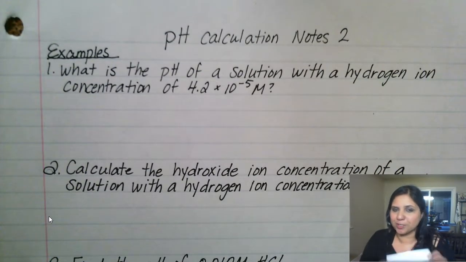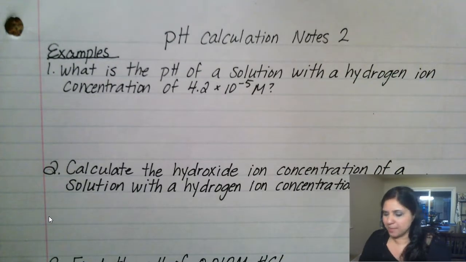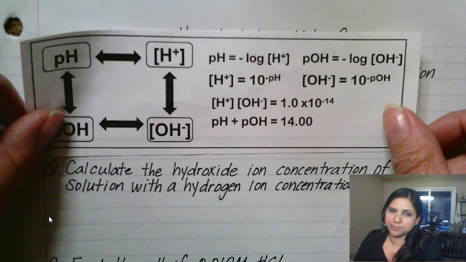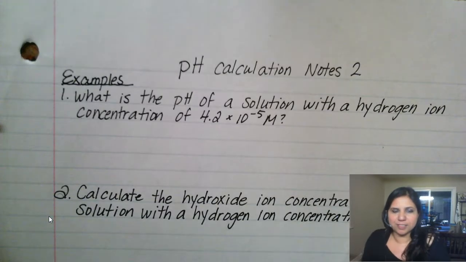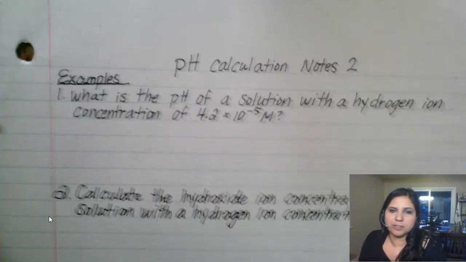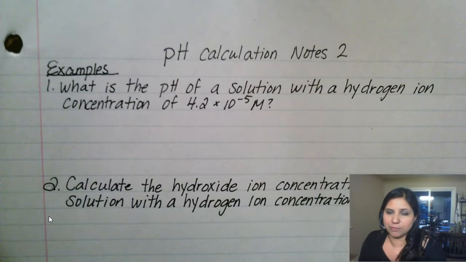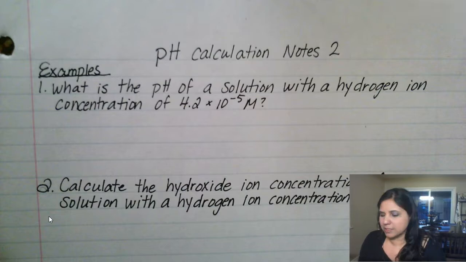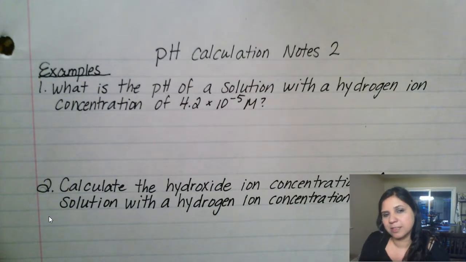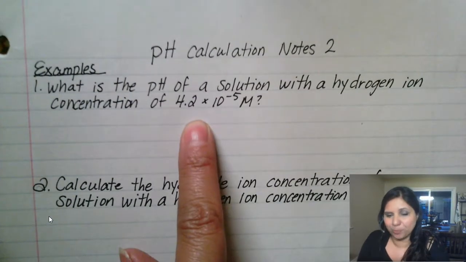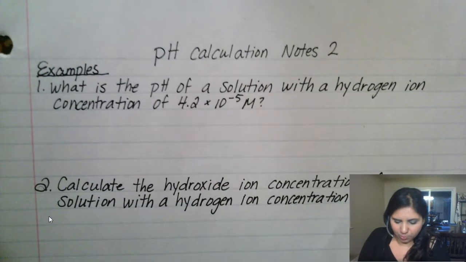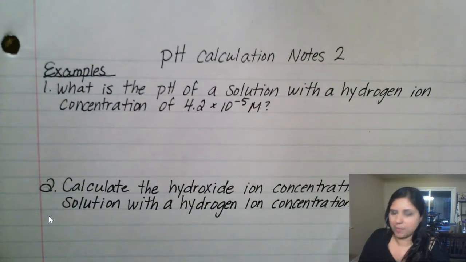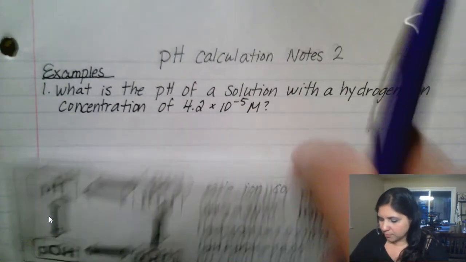You should refer to the chart that I told you about last time, which looks just like this. So I'll keep referring to this chart. Alright, so here's our first example. It says, what is the pH of a solution with a hydrogen ion concentration of 4.2 times 10 to the negative 5? So here we're going to look at some examples where the coefficient in front is not a 1. And so we need to do that because we're going to have to use this calculator here. Okay. So let's do that.